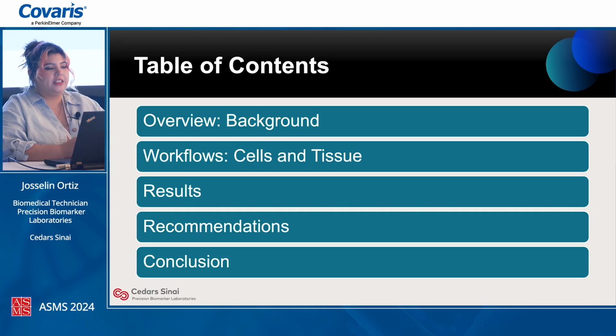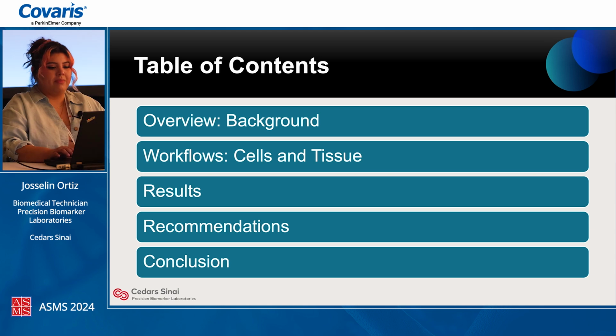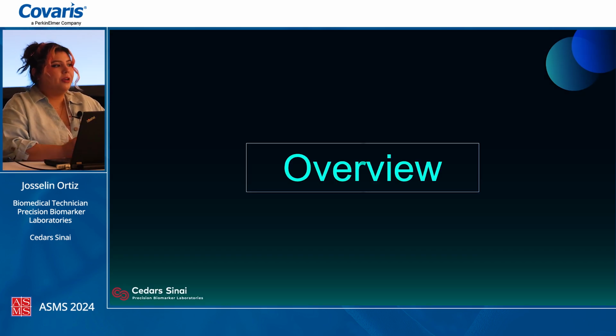This is a table of contents just to outline all the main talking points in my presentation. First, I'll give a brief overview with some key background information. After that, I have our cell and tissue lysis workflows and the results that we were able to achieve there. Following that, I have a section for recommendations based on our experience, and then a conclusion to summarize everything. As I mentioned, we're going to begin with the overview section where I'll give some key information and hopefully give a little bit of understanding of how we came to the conclusion to include Covaris into our workflows.